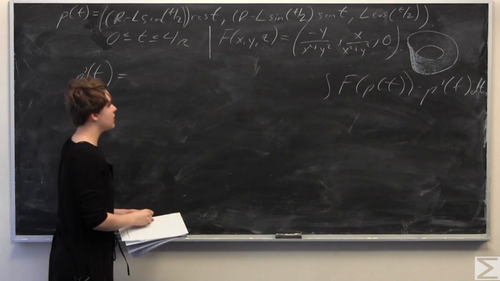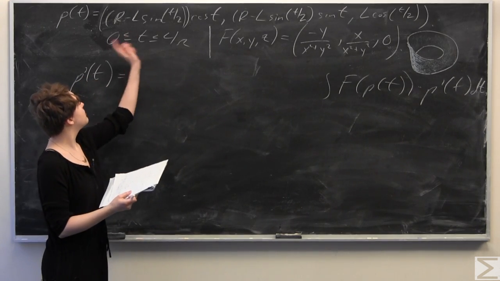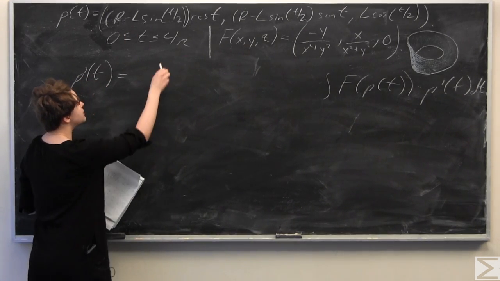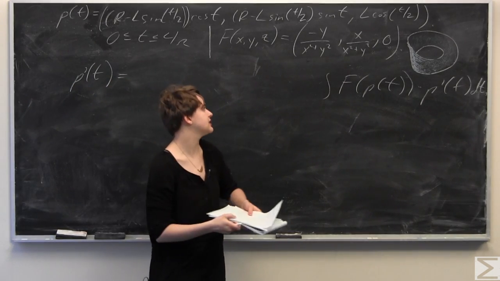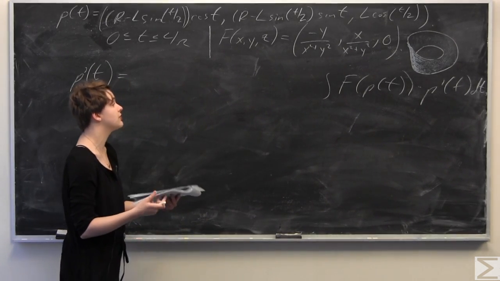P prime of t, going component by component here. So we're going to use a product rule here. We're going to use a combination of the product rule and the chain rule for every one of these, except for the last component, in which we're just going to use the chain rule.